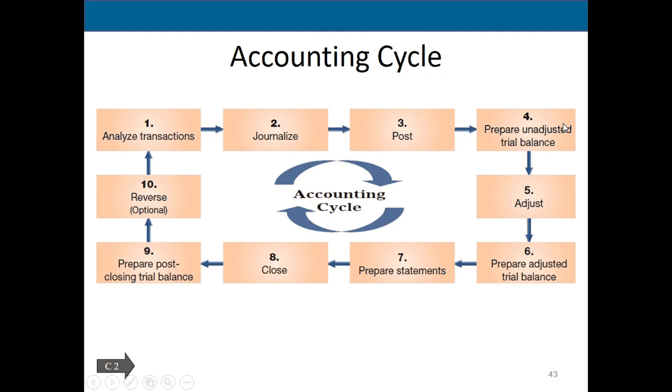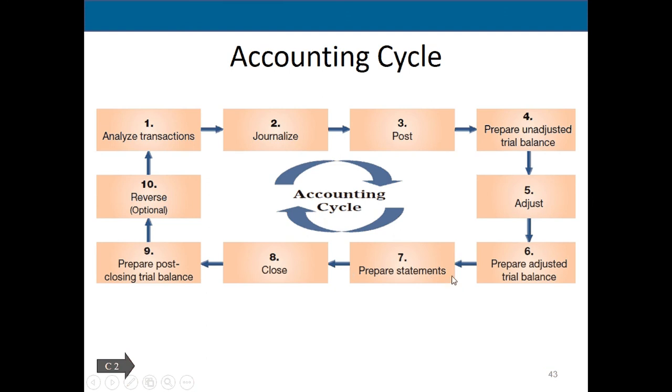Then when we hit the end of the accounting cycle, we create adjusting entries with more journal entries, and we post those journal entries then to our general ledger as adjustments, and from there we create another trial balance, but now we call it an adjusted trial balance. Once we have that adjusted trial balance, we prepare our financial statements.